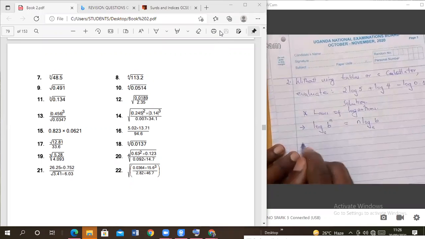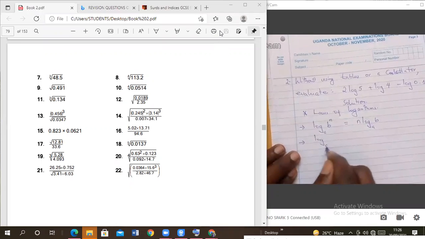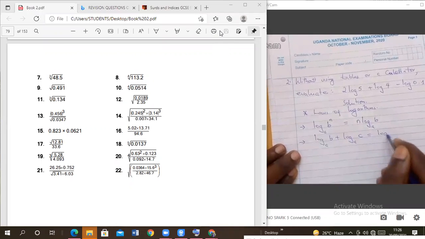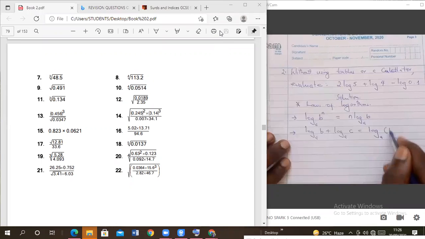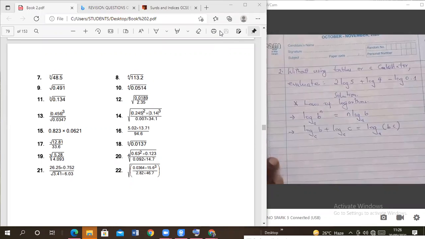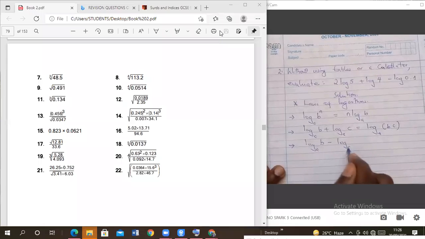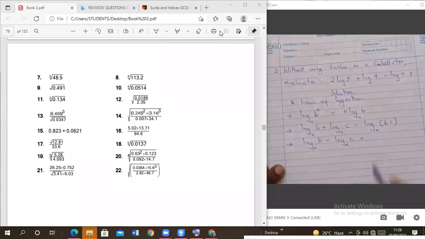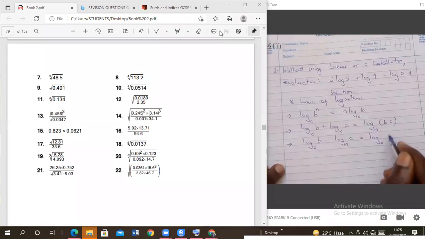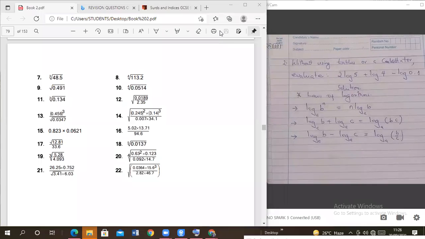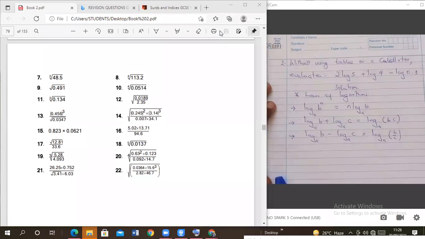The law also said if I have log of a of b plus log of a of c, what do we do to get a single logarithm? We multiply them. The law also said if I have log of a of b minus log of a of c, what do we get? We get log of a of b over c.